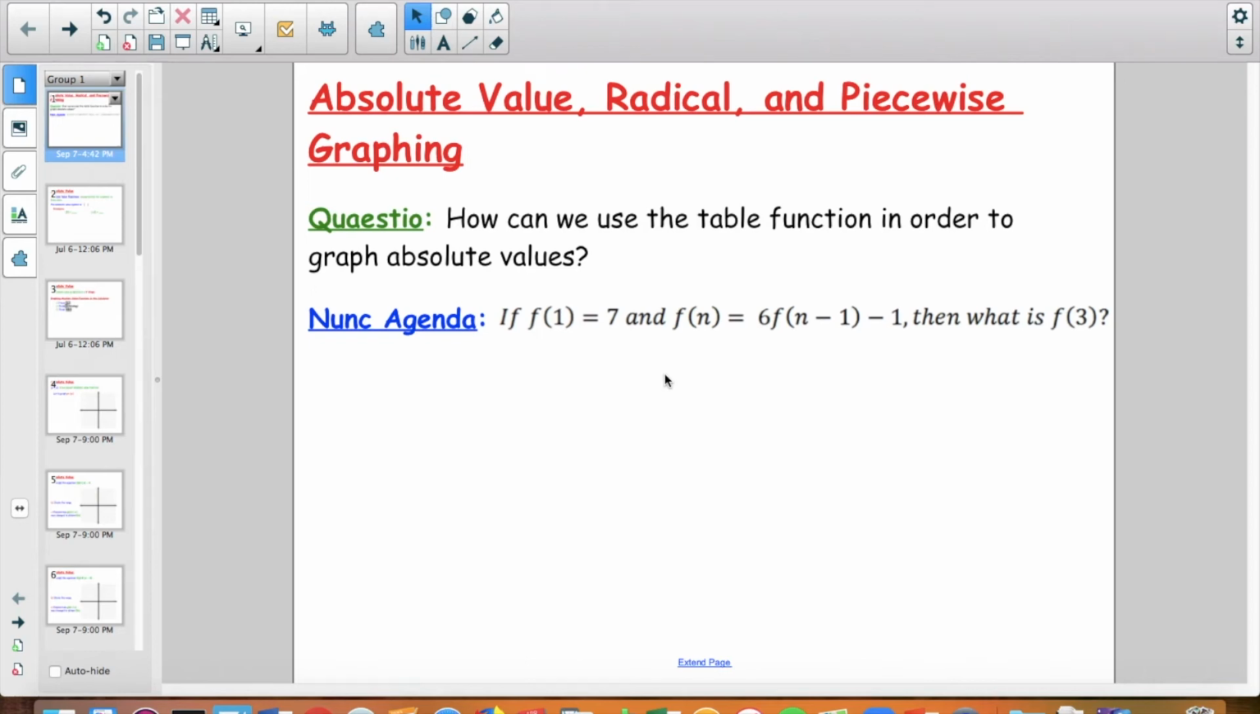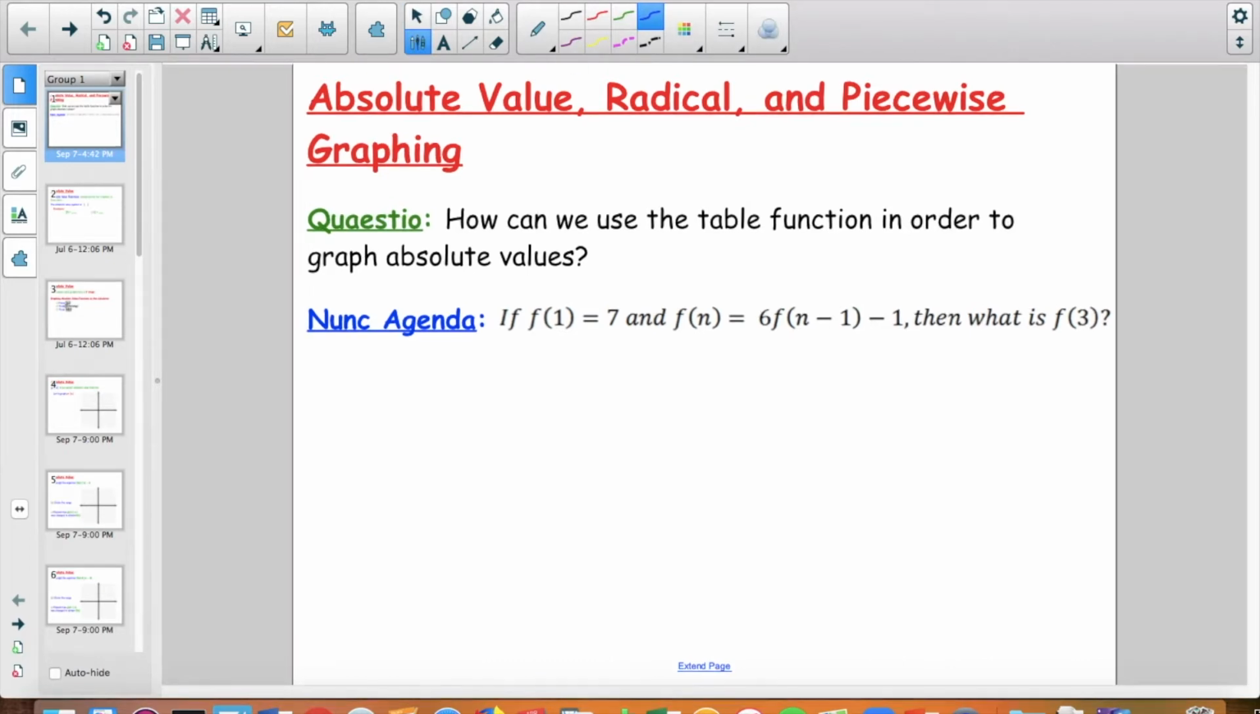Everyone. So today we are going to be graphing. We're going to do three different types of graphs today: absolute value graphs, radical graphs, and piecewise graphs. So this might be a little bit longer of a lesson. But first, let's look at the do now.